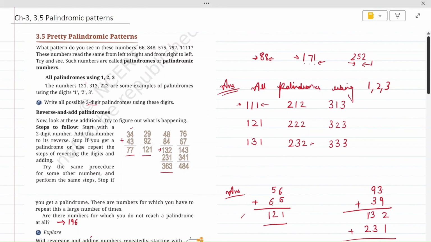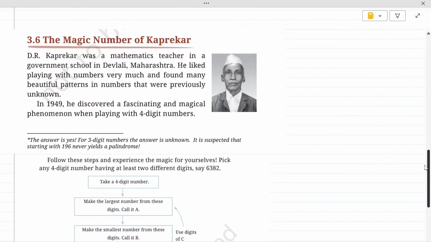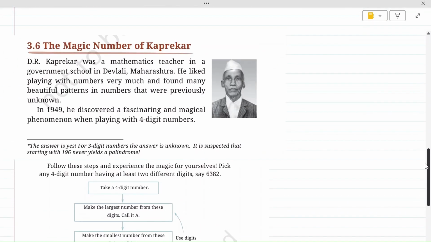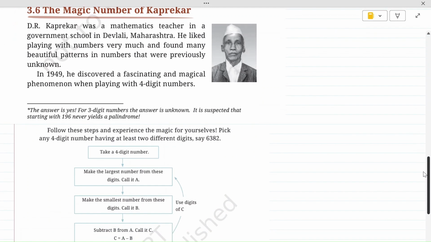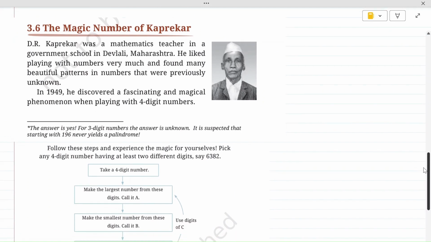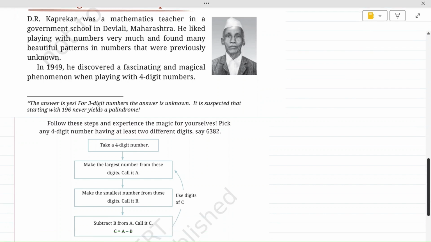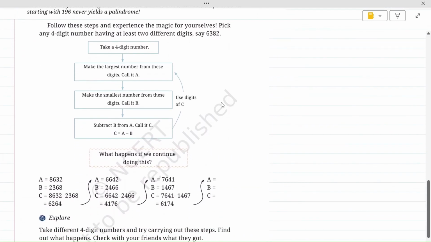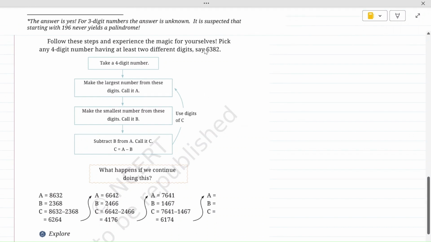Since this was a very small exercise, let us pick up the next exercise also, which is the magic number of Kaprekar. Dr. Kaprekar was a mathematics teacher in a government school in Devlali, Maharashtra. He liked playing with numbers and found very beautiful patterns. In 1949, he discovered a fascinating and magical phenomenon when playing with a 4-digit number. So let's see what he has done. Follow these steps and experience the magic for yourself.